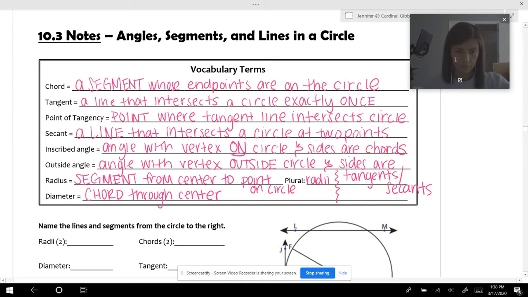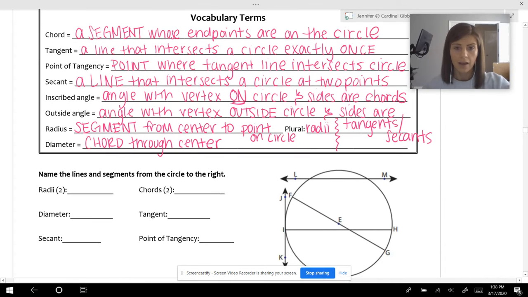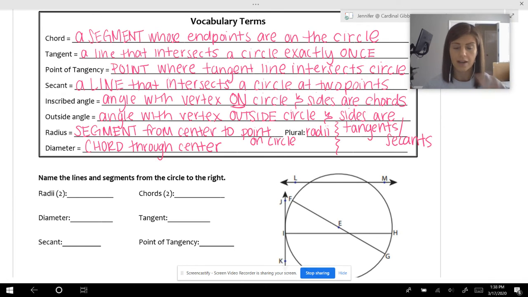So looking at this picture here, I'm going to use the picture to talk about the definitions and what these terms mean. Some of these might be words that you're familiar with that you've seen before. So first of all, a chord. In a circle, a chord is simply a segment that goes from one side of the circle to the other, and it doesn't necessarily have to pass through the center of the circle.